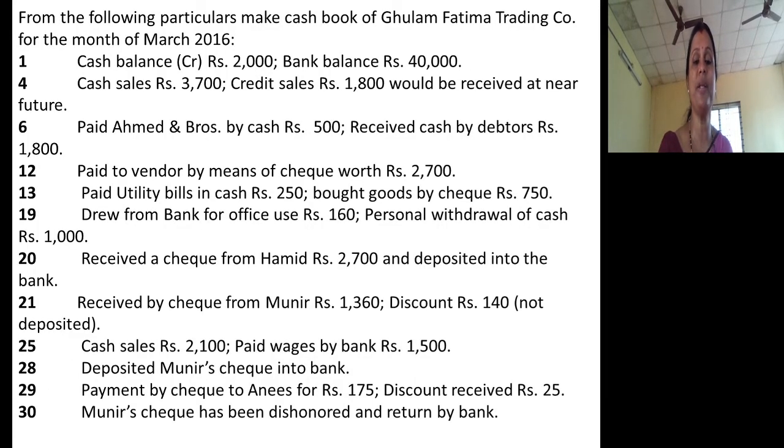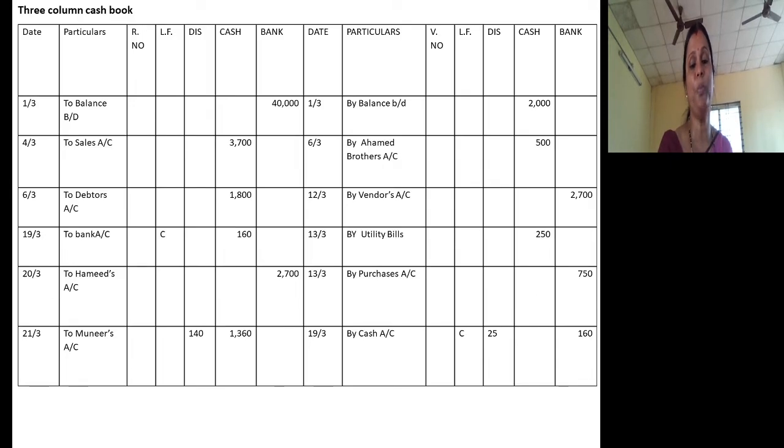Next one, paid utility bills in cash 250, bought goods by check rupees 750 on 13th March. On 13th March, you paid the utility bill by cash. What's the journal entry? Utility bills account debit to cash account. So on the credit side of the cash column, 250 by utility bill. Again, you purchased goods by paying by check on the same day. Whenever you purchase goods, what's the journal entry? Purchases account debit to cash if you pay by cash, and if you pay by check, to bank. So bank account is credited to the extent of 750. Reference was given to purchases account in the particular column.